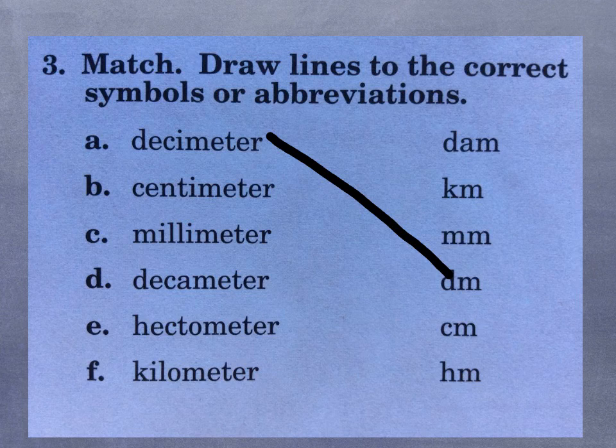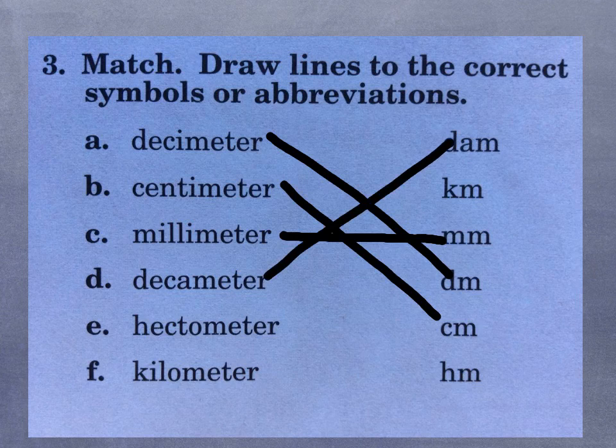Centimeter would be CM. Millimeter is straight across to MM. Decameter is DAM. Hectometer, easy, is HM. And kilometer would be KM.